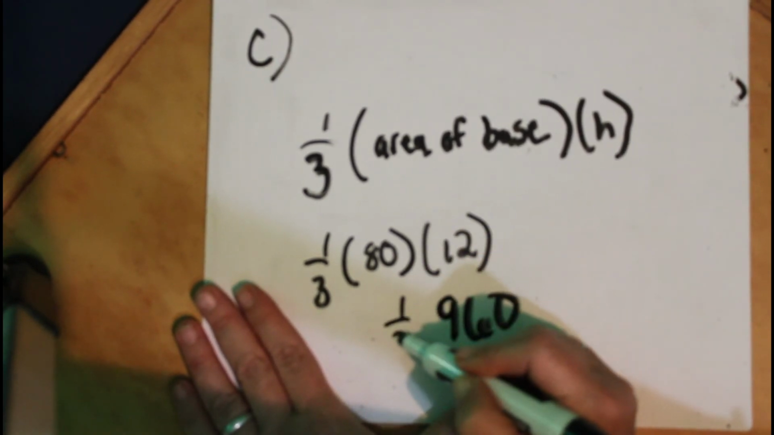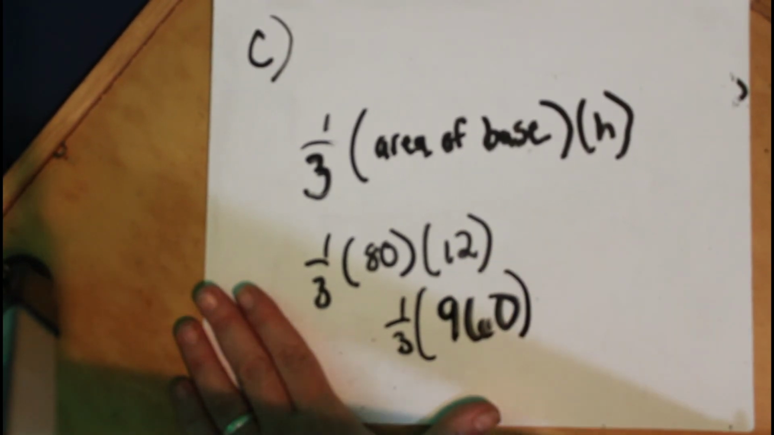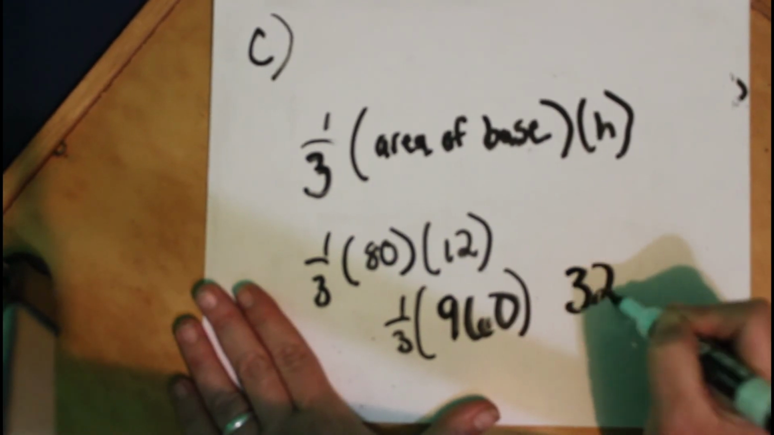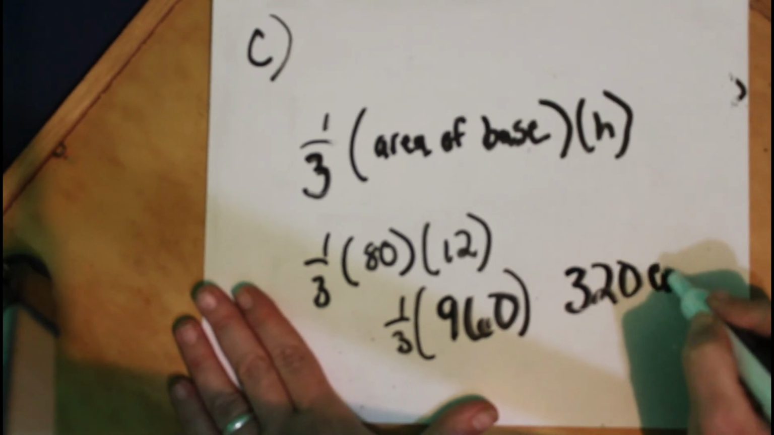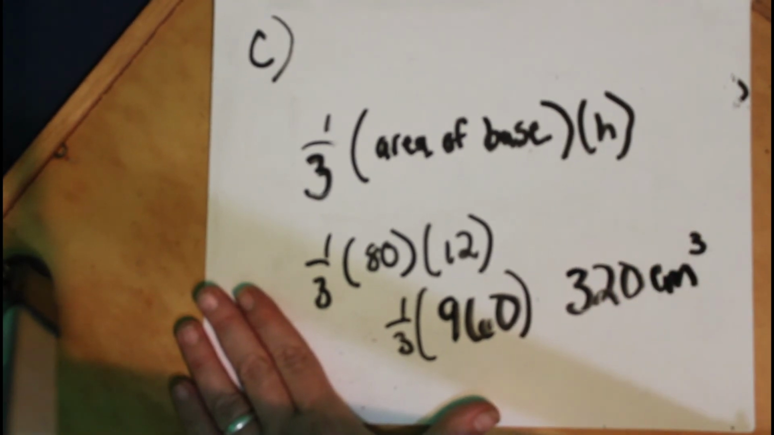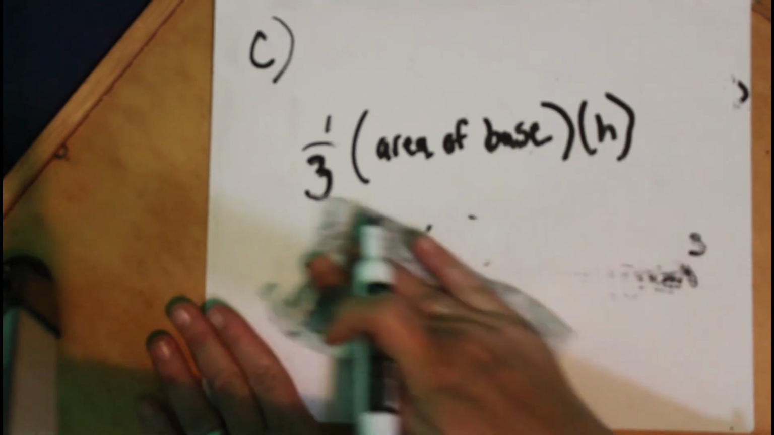So it's 1/3 times 960. Now remember, 1/3 just means divided by 3. And we should get 320. And that's centimeters cubed because it's volume. Volume's always cubed.